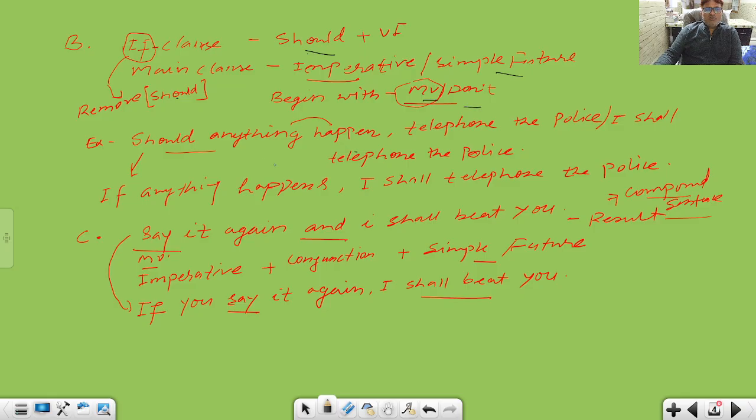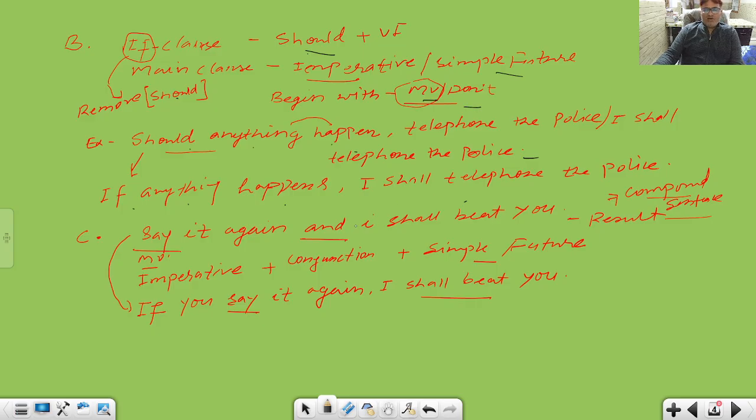Now, for example, you can have such a sentence: Should anything happen, telephone the police. Either this or I shall telephone the police. Both are correct. And if we write this sentence in the traditional version, then what do we get? If anything happens, I shall telephone the police. Right? So this is the second variation.